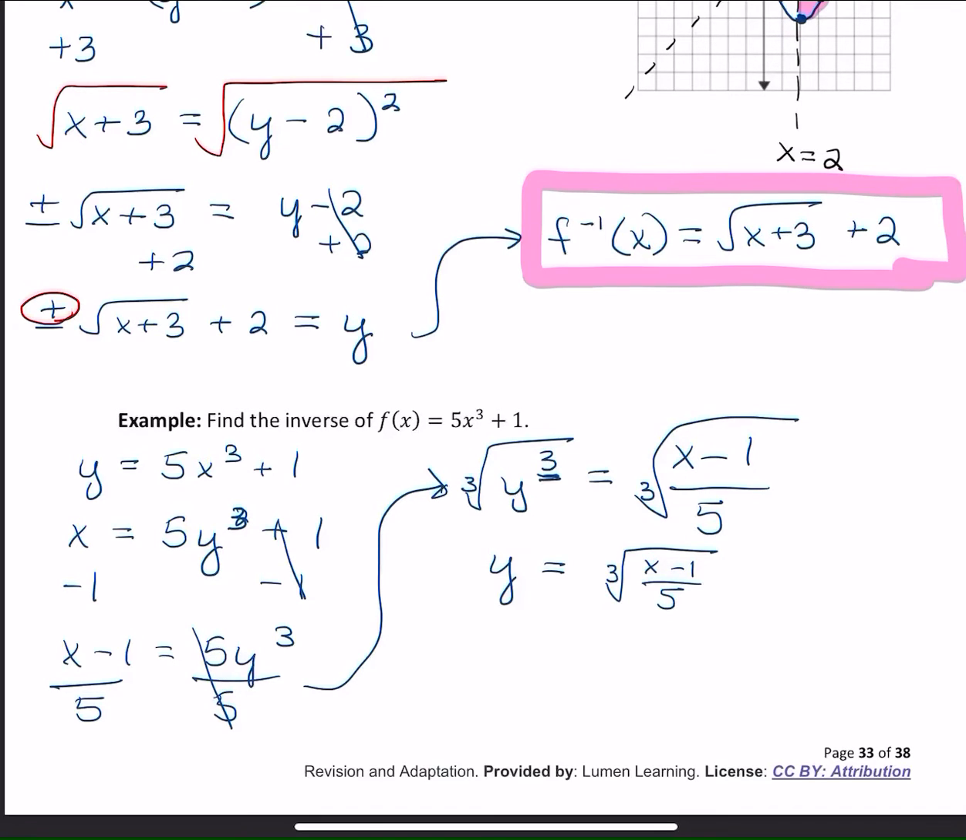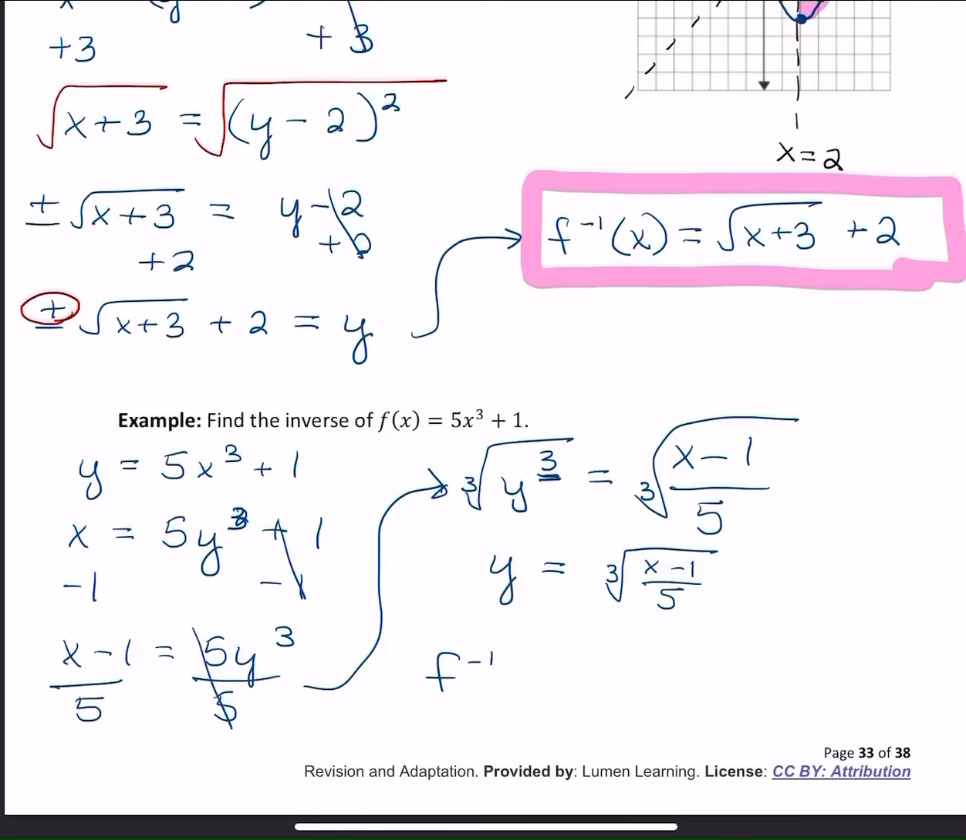Now this one you don't have the positive or negative like we did up here. And that is because this is an odd root. You can have a negative under the cubed root, or when you cube something, you can still get a negative. And that's with any odd power. If you have an odd root, it's just going to be that answer. You don't get the positive or negative. If your root is even, like 2, 4, 6, 8, you'll get positive or negative, whatever your answer is.